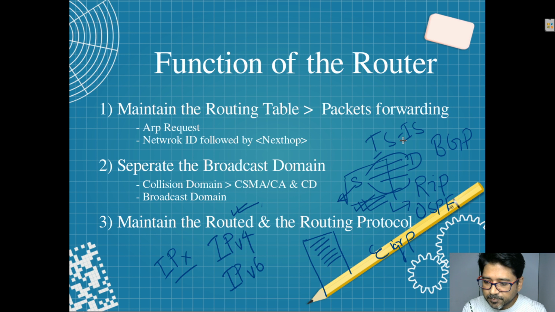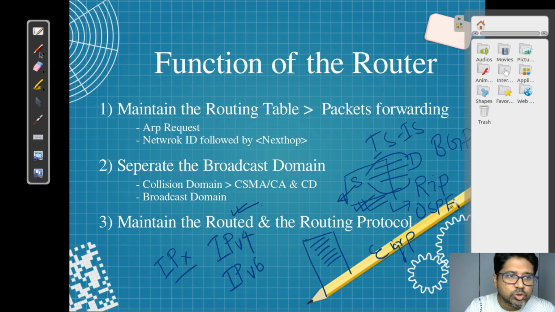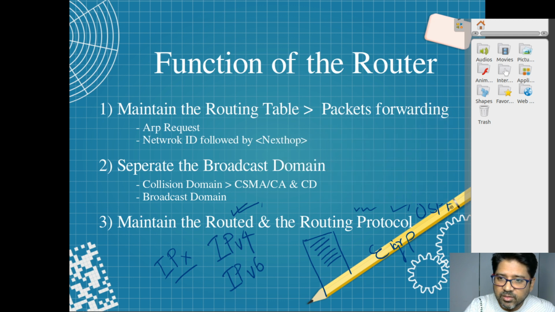So these are examples of routing protocols, which carry the information about the route, and they help to process the best route to install in the routing table. So I hope the third function is also very clear.